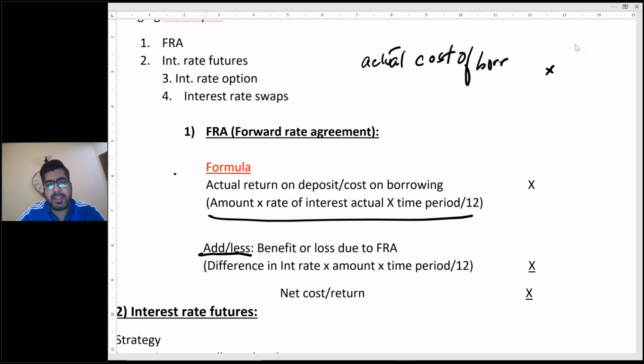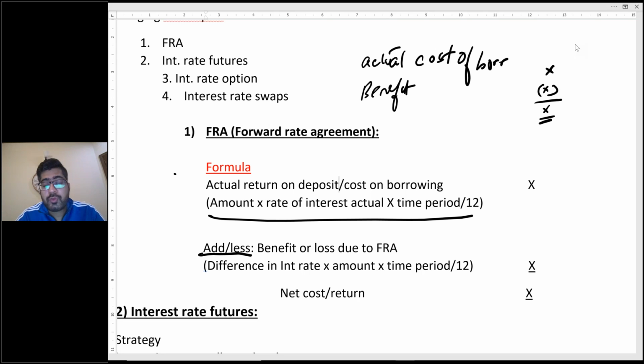Okay, let's suppose you got a borrowing case. So through the formula, you found the actual cost of borrowing. Then you notice that you get a benefit due to FRA. Will it be added or deducted? You know, benefit will reduce cost, so we will deduct it.